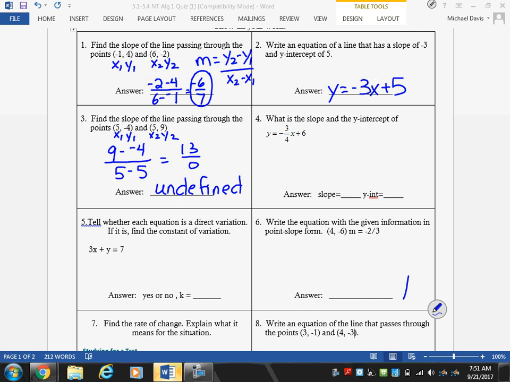Okay. On this, just like on problem 2, we're dealing with something in slope-intercept form. So the slope is negative 3/4, the y-intercept is 6.